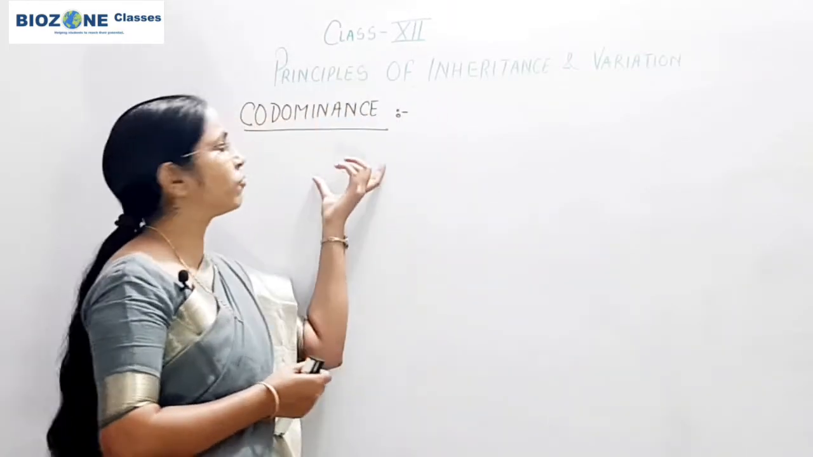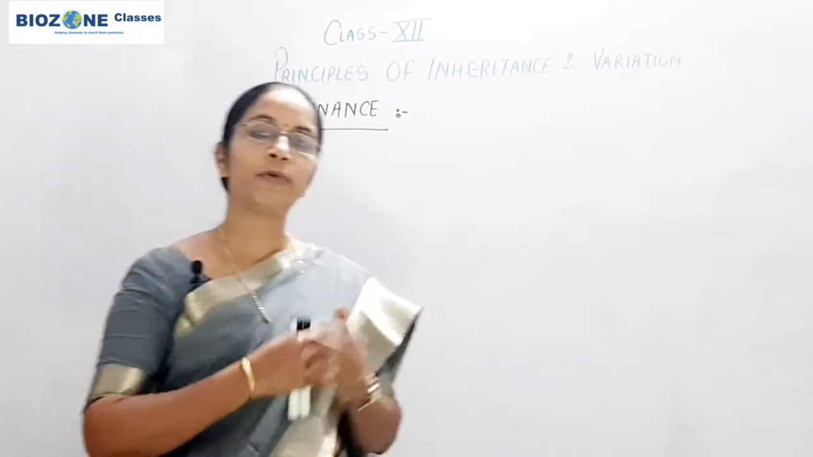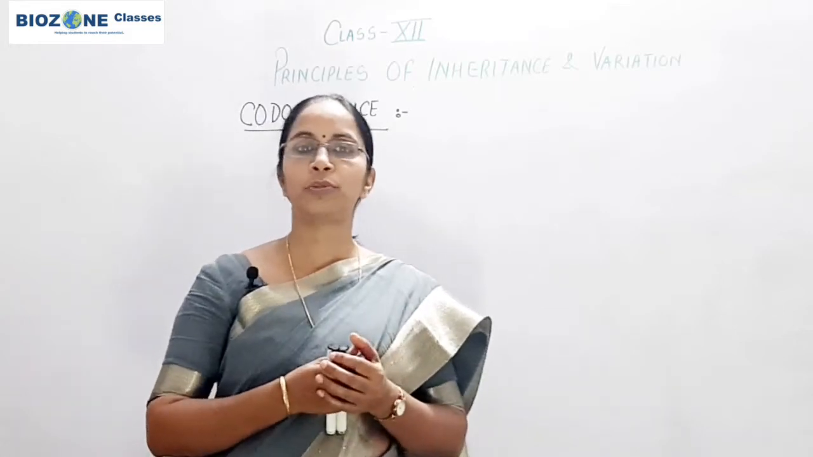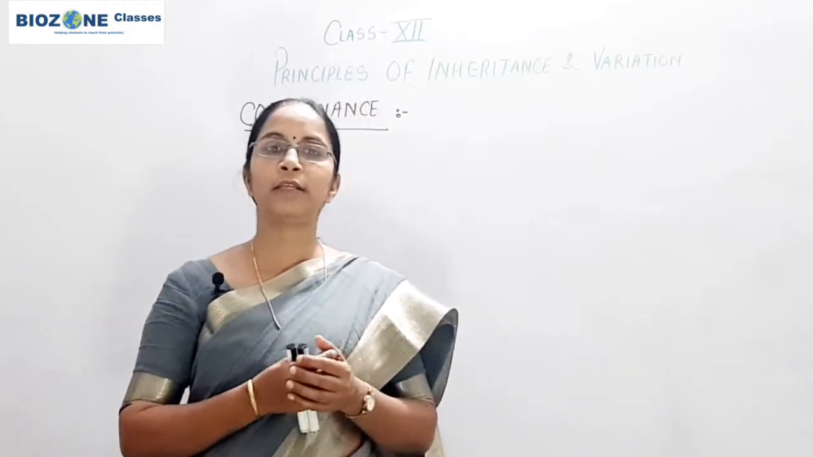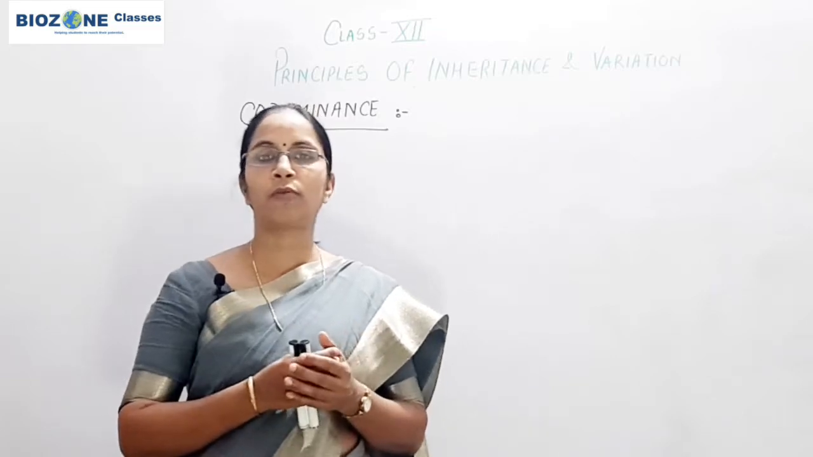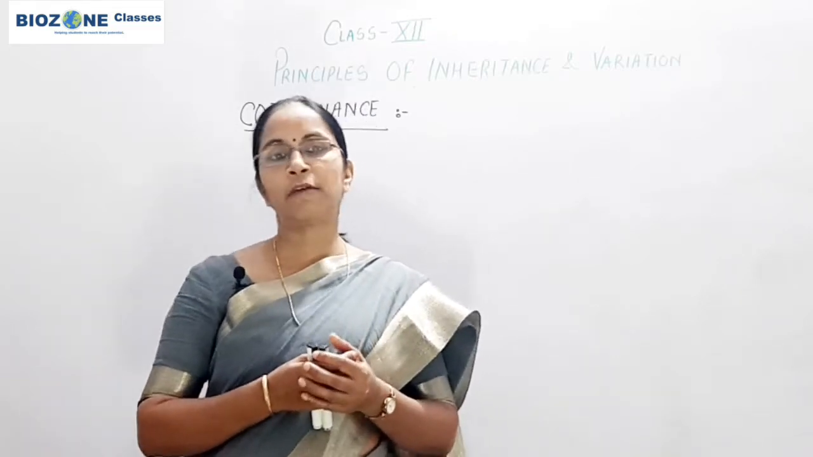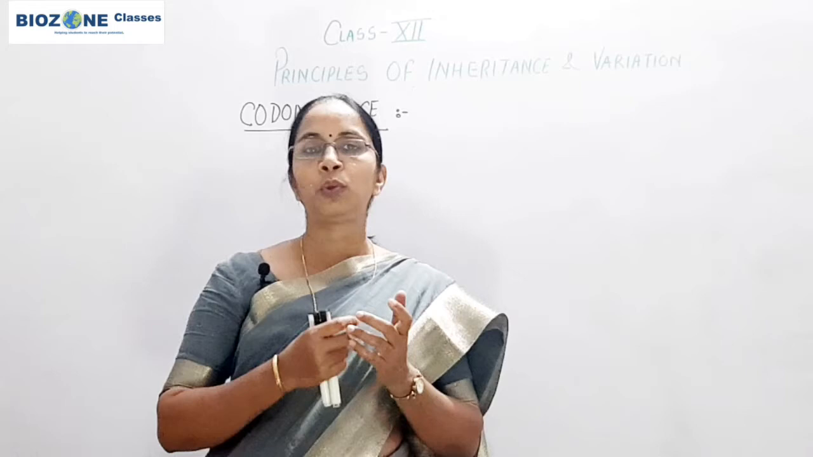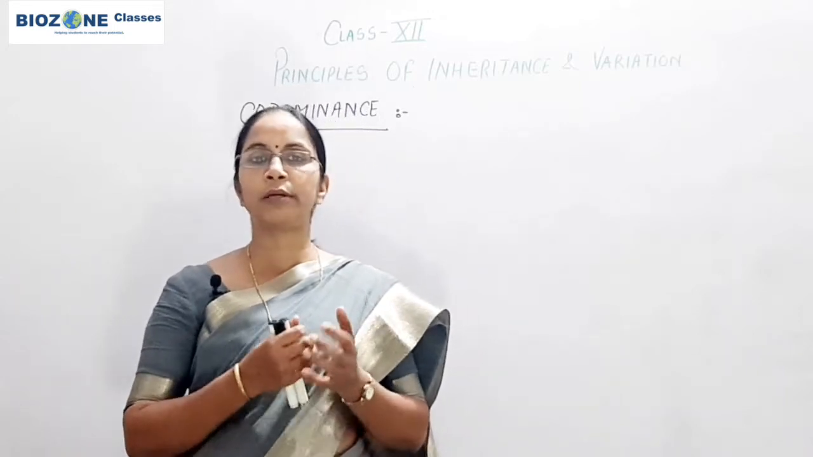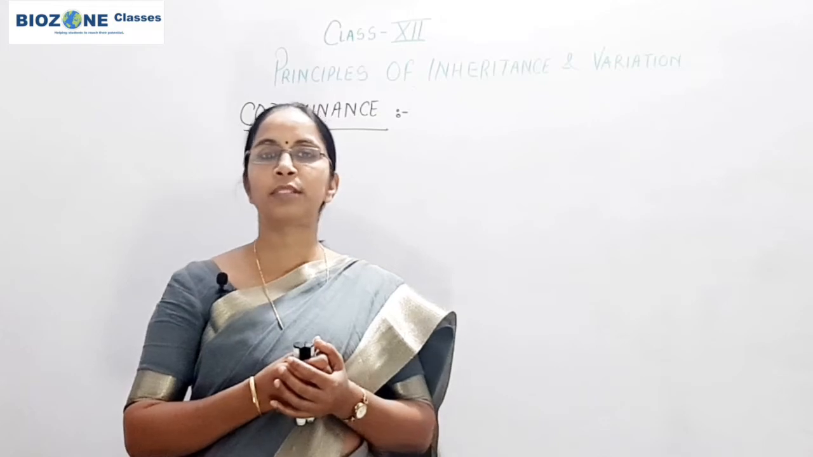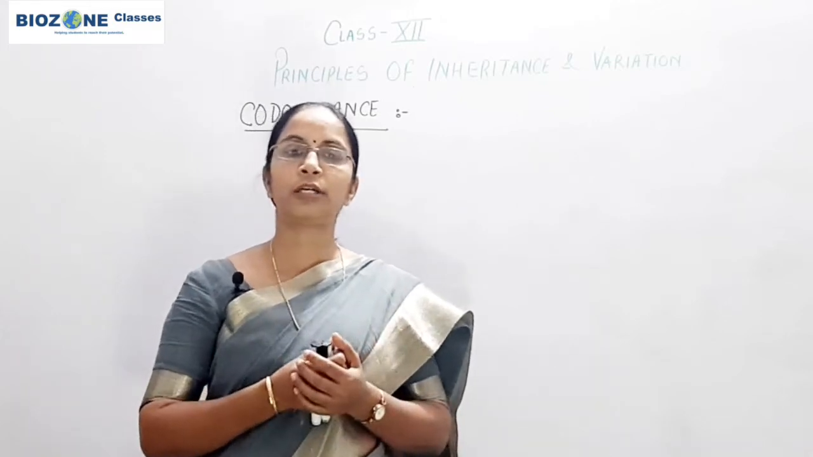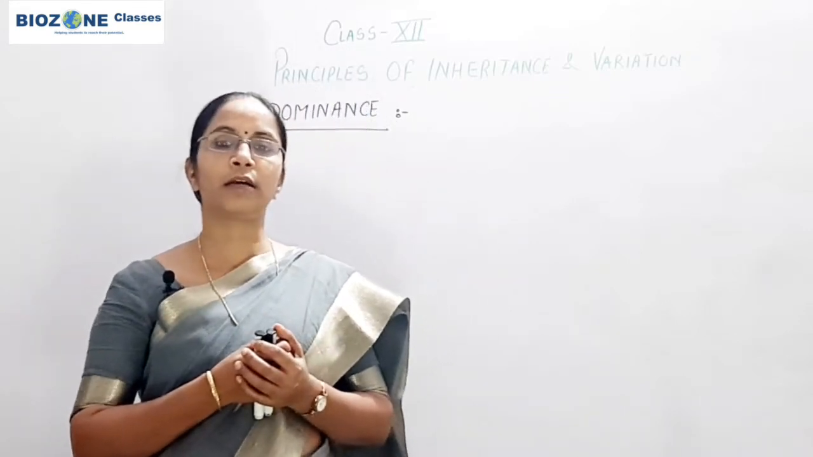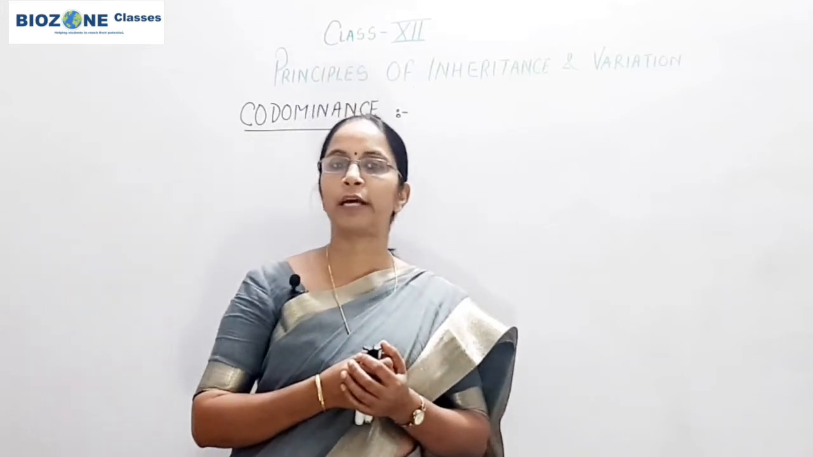So in today's session, first we come towards codominance. As we earlier discussed the law of dominance, according to it one dominant gene is responsible for one trait or one phenotypic expression. But in codominance, co means together: when two dominant genes are required for the expression of a single trait or single character, that phenomenon is called codominance.